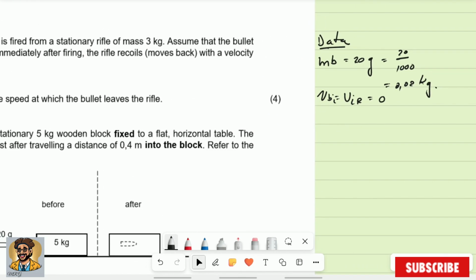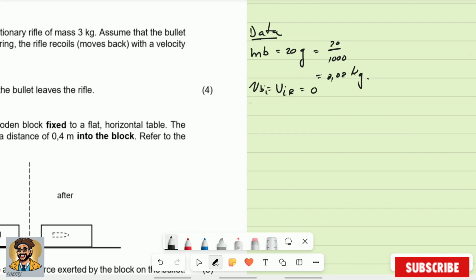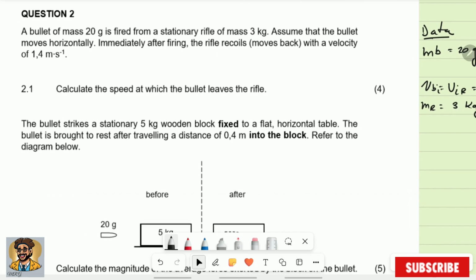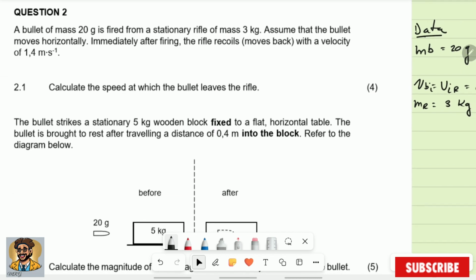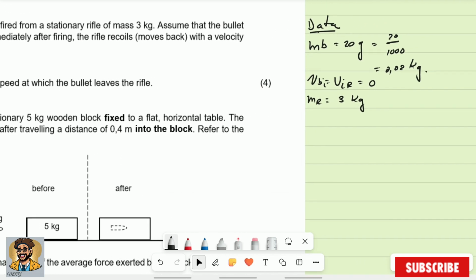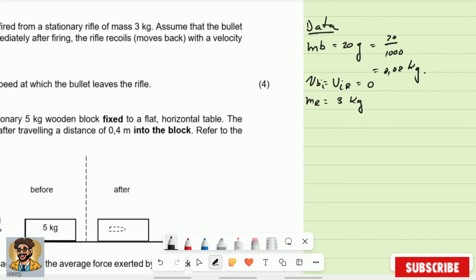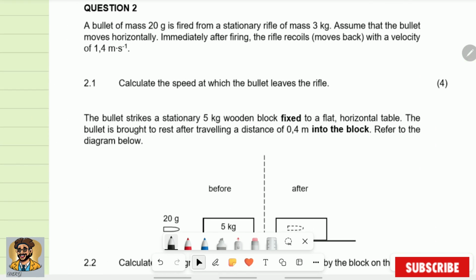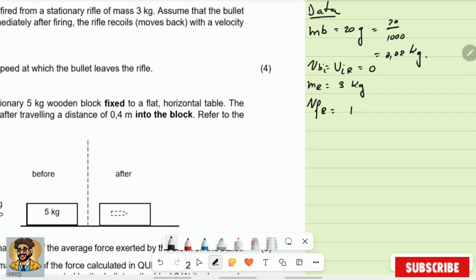The mass of the rifle, I forgot to write it here. Mass of rifle is 3 kilograms. Now they say immediately after firing, the rifle recoils with a velocity of 1,4 meters per second. So the final velocity of the rifle is equal to 1,4 meters per second, but it's backward.